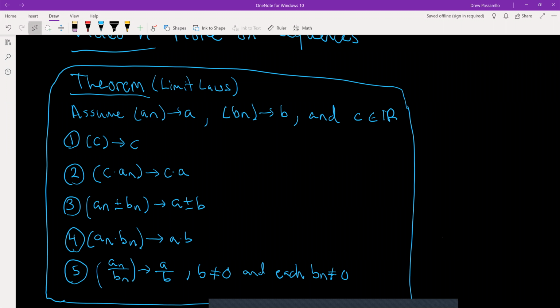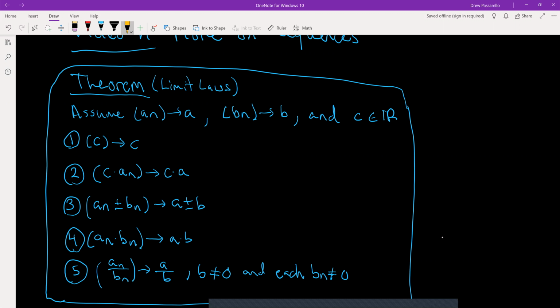So if we assume that we have a sequence a_n converges to a, and a sequence b_n converges to b, and we're given a real number c, the first one, the sequence that consists of only the value c converges to c, so that's a constant sequence. The second one, the sequence c times a_n converges to c times a. The third one, if you add or subtract two sequences, then you add and subtract the limits. So a_n plus b_n converges to a plus b, and a_n minus b_n converges to a minus b.